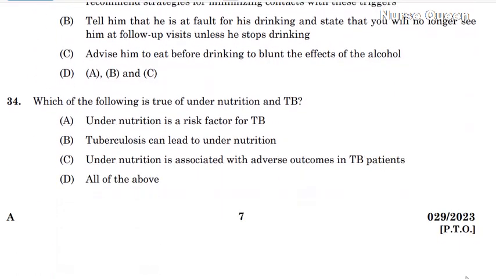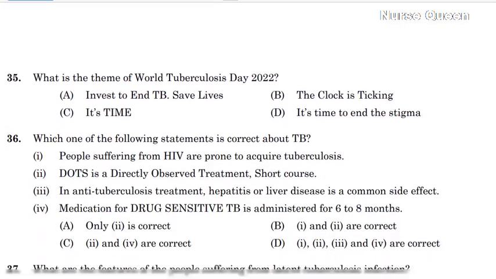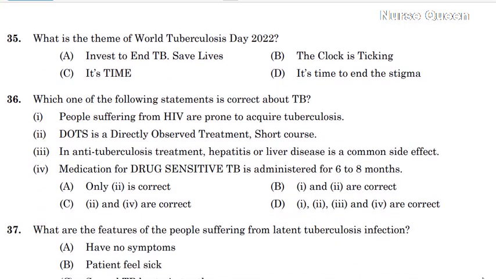Which of the following is true of undernutrition and TB? All of the above. What is the theme of World Tuberculosis Day 2022? Invest to end TB, save lives. Which of the following statements is correct about TB? Option D is correct. 1, 2, 3, and 4. That is, all the options are correct.